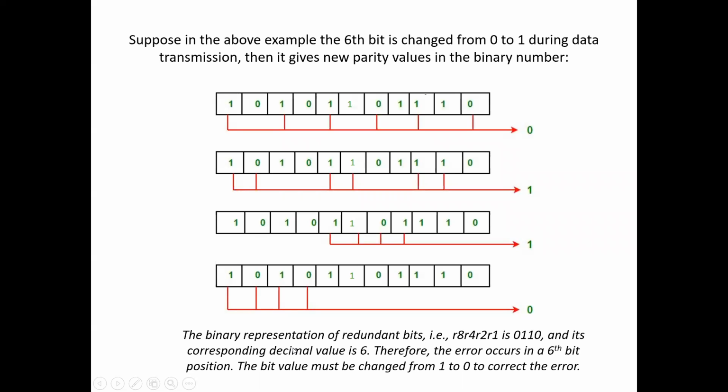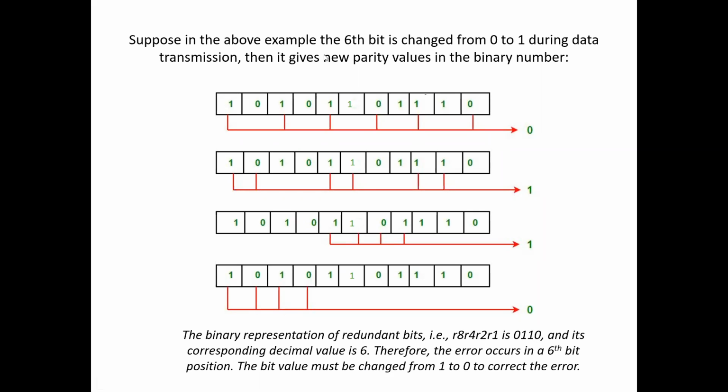So 0, 1, 1, 0, the corresponding decimal value is 6. So the receiver finds that the error occurs in the sixth bit position. So that bit value is changed from 1 to 0 to correct the error.